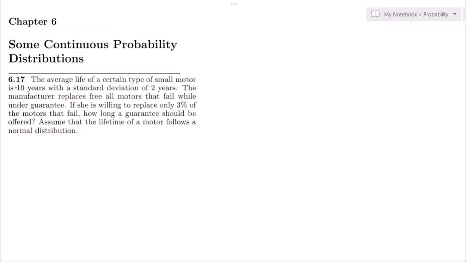This is question 6.17. The statement of this question is: the average life of a certain type of small motor is 10 years with a standard deviation of 2 years. Okay, mean is given, which is 10, and the standard deviation, which is sigma, that is 2. The manufacturer replaces free all motors that fail while under guarantee. If she is willing to replace only 3% of the motors that fail, how long a guarantee should be offered?